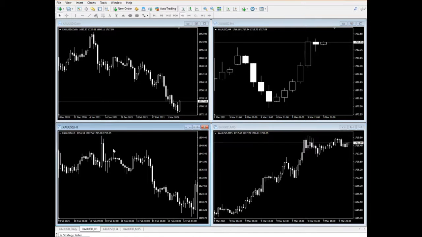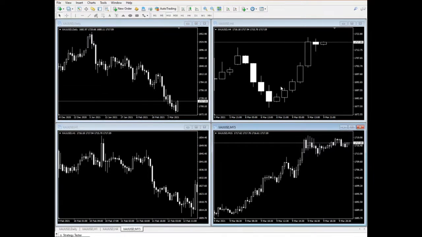As you can see here, we have the daily chart, 4 hour chart, 1 hour chart, and 15-minute chart or 30-minute chart, whatever multiple time frames you'd like to use. You can use the 1 minute, 5 minute, depending on what you're trading. But we're trading the higher time frames, as you can see here.